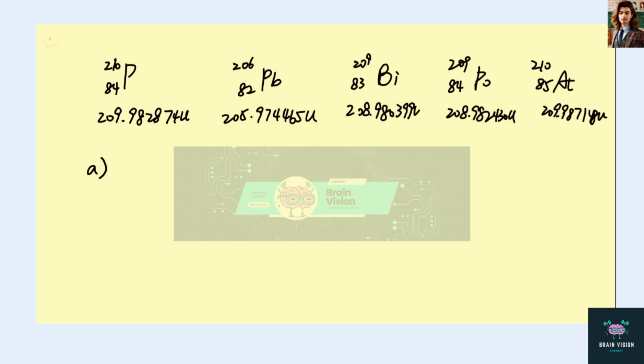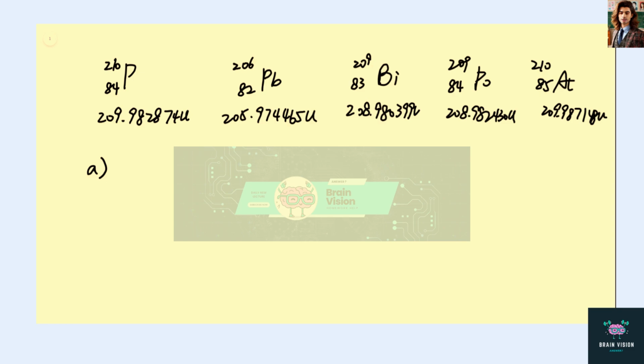This question gives us the masses of a lot of elements, and then it wants us to use these masses to check whether some of the reactions are possible or not. So the first part, A, asks us to find the alpha decay of polonium-210, and we want to see whether it's possible or not. So let's first write out the alpha decay of polonium.